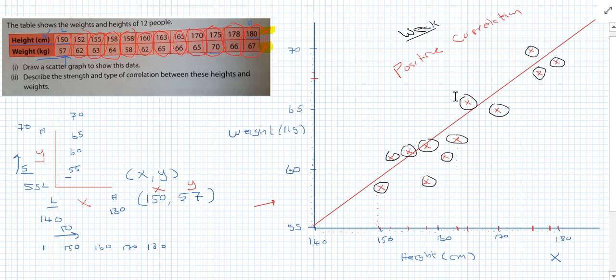So that's basically taking data that you could be given, and then constructing a scatter plot based on that, and then interpreting what's on the plot as well. It's just important that you know what we mean by correlation and the different types of correlation that there are. So in this case, it's a weak positive.